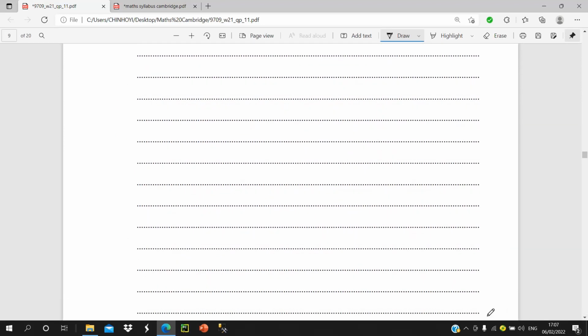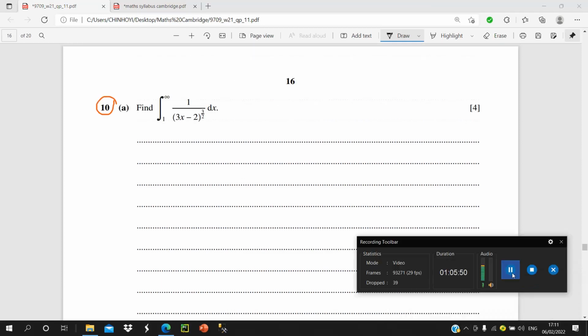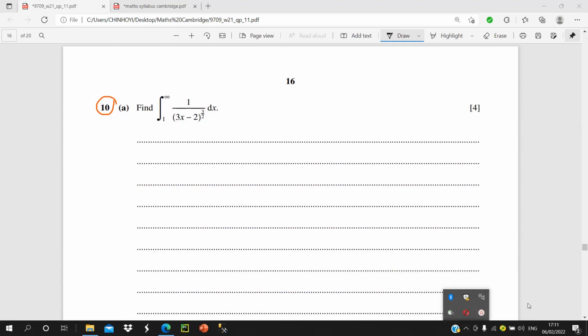Then lastly, let's look at number 10. Then the rest is your exercise. Right, we are on number 10. The remaining ones, you are going to take them as your exercise.